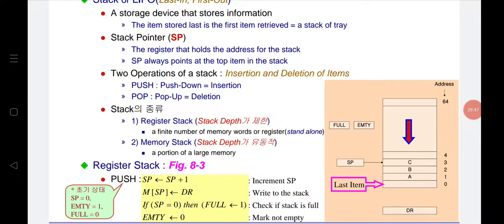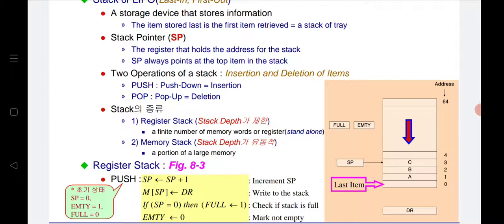Now in the register stack organization, we are going to see how we perform the push and pop operations. In this particular block, this is nothing but your stack memory, and you are going to have the stack pointer and two flags over here, full and empty. First, your stack pointer will be incremented by 1, then your data register value will be moved into the memory location the stack pointer is pointing to.